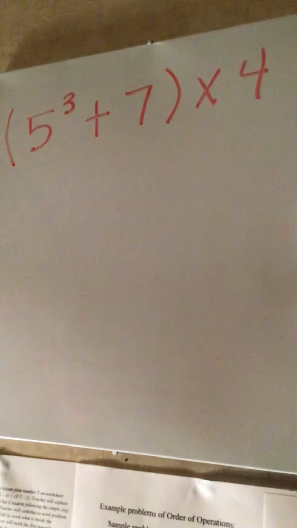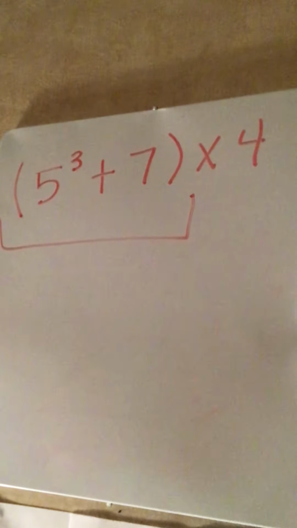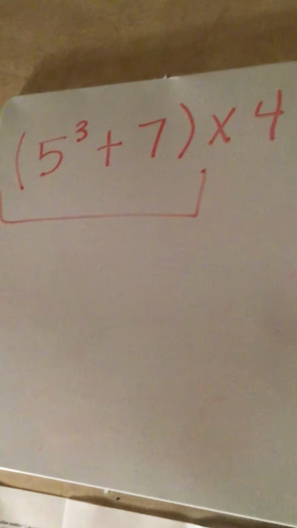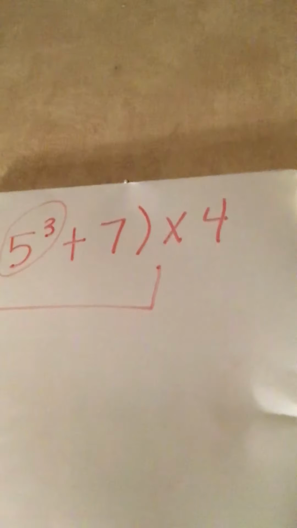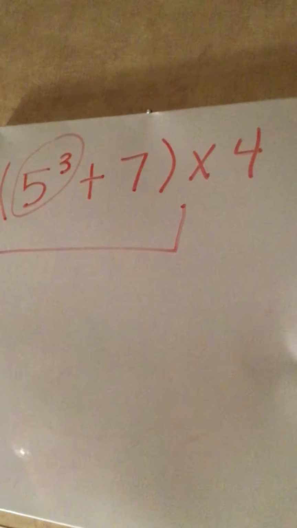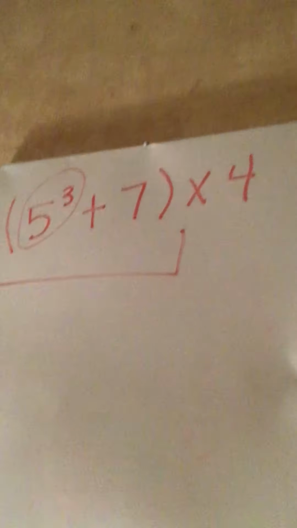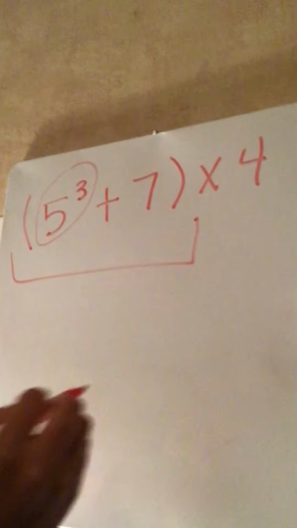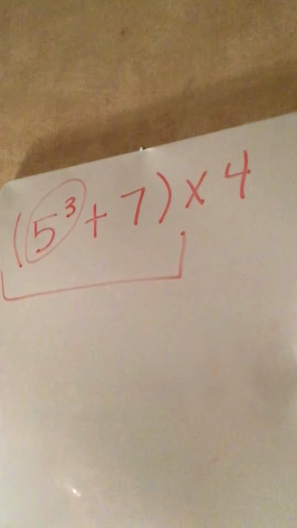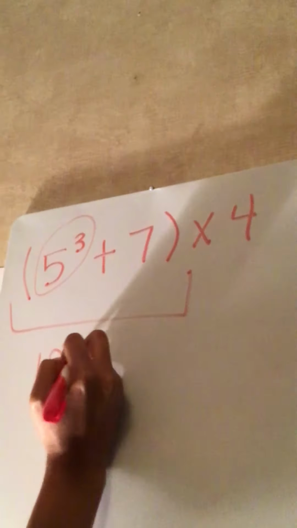Following order of operations PANDA, it tells us we must perform any operation within the parentheses. So we know we're going to work this part here, 5 to the third power plus 7. Next it tells us we must perform operations with exponents. Here we have an exponent, 5 to the third power. All we have to do is simplify that. You can easily put 5 to the third power in your calculator, or you can just do 5 times 5 times 5, three times because it's to the third power, and we get 125.